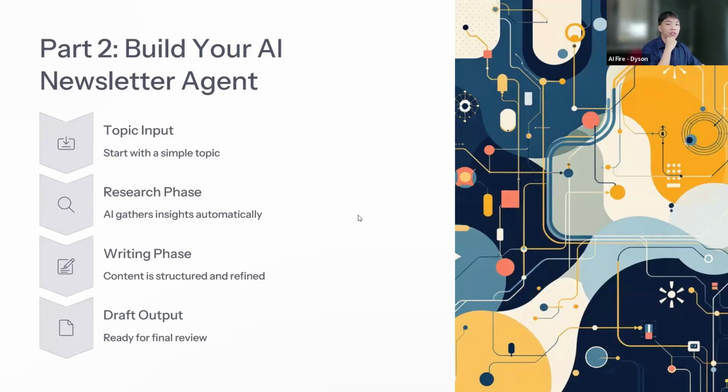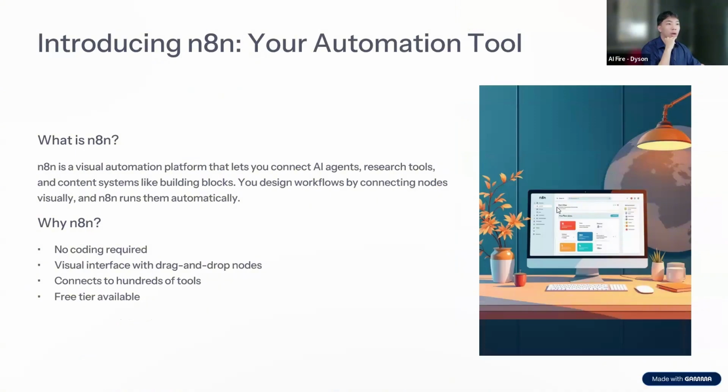Okay, so now let me introduce to you a tool called n8n, your automation tool. First, what is n8n? So this is a visual automation platform that lets you connect AI agent, research tools, and content system like building blocks. You design workflows by connecting nodes visually and then run them automatically. Okay, so if you haven't used it before, you don't have to worry. Now let me show you how to build an n8n workflow that helps you write a newsletter automatically.